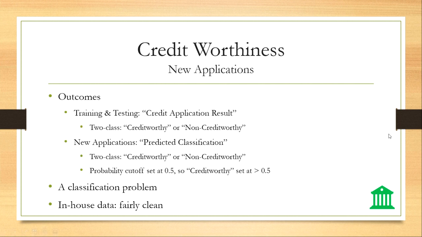Outcome for training and testing. We have our credit application result. Again, since it's end-to-end, we have that information. And we have our two classes of credit-worthy or non-credit-worthy, which is going to spill over into our new applicants for their predicted classification. And we're going to set that cutoff at 0.5, so credit-worthy needs to be higher than 0.5. Clearly this is a classification problem. Again, in-house data fairly clean, but pre-processing can tidy up some of it a bit further.